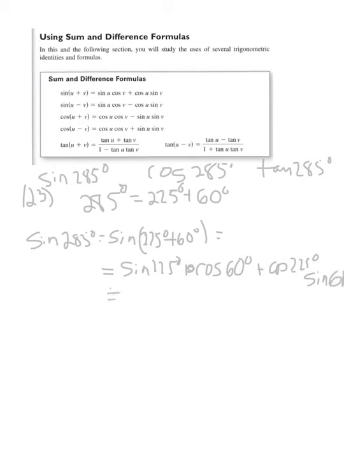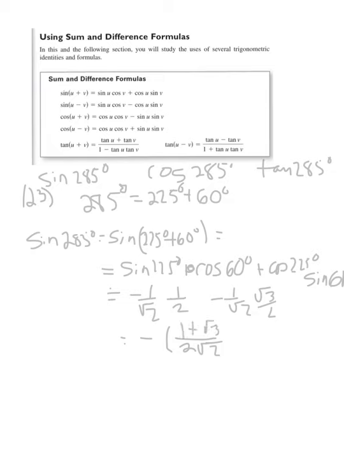And then this is where knowing the unit circle is kind of nice. Sine of 225 would be negative 1 over root 2. The cosine of 60 degrees is equal to 1/2. And the cosine of 225 is equal to negative 1 over root 2. And the sine of 60 is root 3 over 2. So we got negative, and that's my universal negative, 2 root 2 underneath, and then we would get 1 plus root 3.